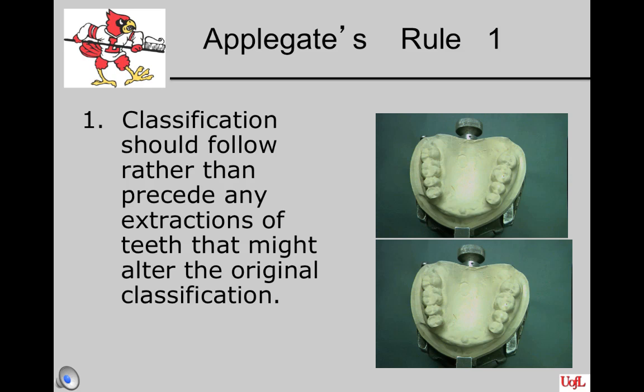Classification should follow rather than precede any extractions of teeth that might alter the original classification. Here on the top is the arch prior to our oral examination. It is which classification? It has a single bilateral edentulous area anterior to the remaining natural teeth. That makes it our Kennedy Class 4. I want to mention one additional rule that I think should be at the top of the list to keep you from being confused. That one is that the most posterior edentulous area always determines the classification.